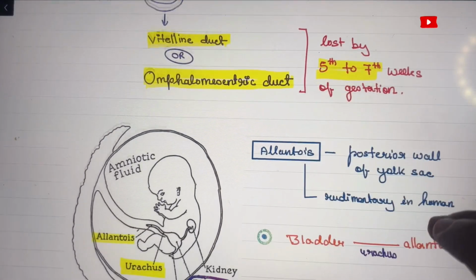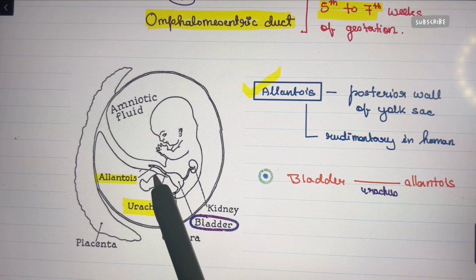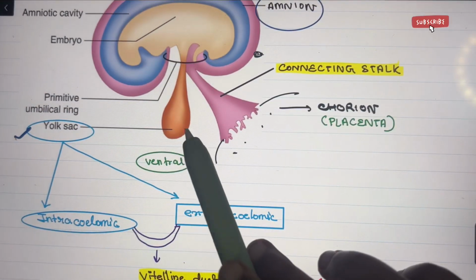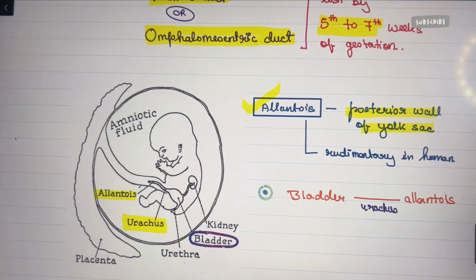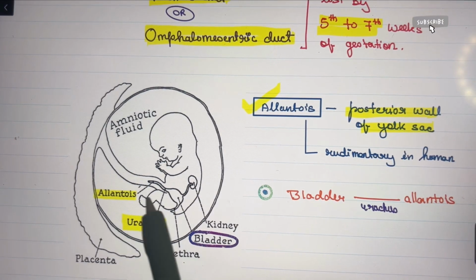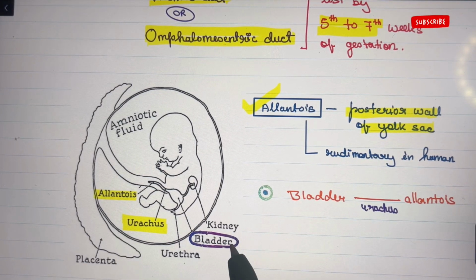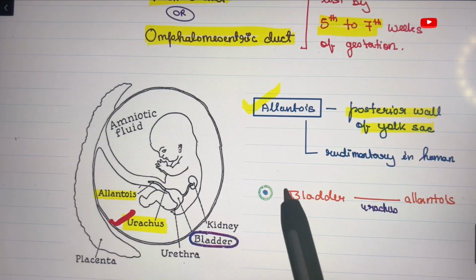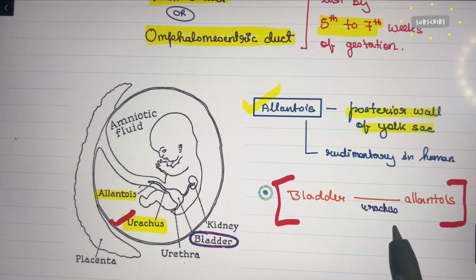Fine. Now another thing we have to know is allantois. So what is allantois? Here we can see this is allantois. This is nothing but posterior wall of the yolk sac. From the posterior wall of the yolk sac forms later on the allantois. And this is bladder, urinary bladder. And this allantois is generally rudiment in human. And this allantois and bladder is connected by urachus. Remember this point also. Bladder and allantois gets connected via the urachus.